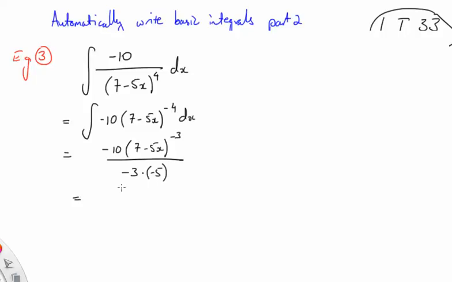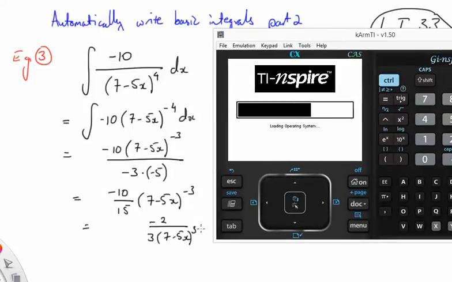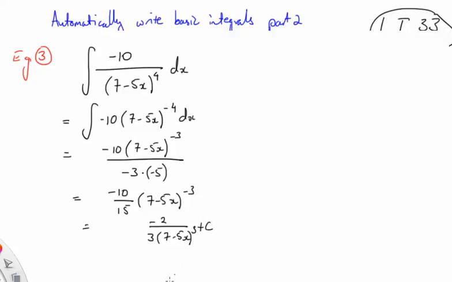So that becomes, if we tidy this up, -10 on 15, 7 minus 5x to the power of -3, which equals -2 on 3, 7 minus 5x cubed. What am I doing? I'm getting out my CAS. I want to check my answer. That's a cubed, by the way. Looks kind of funny. Plus C, I probably need a plus C there.